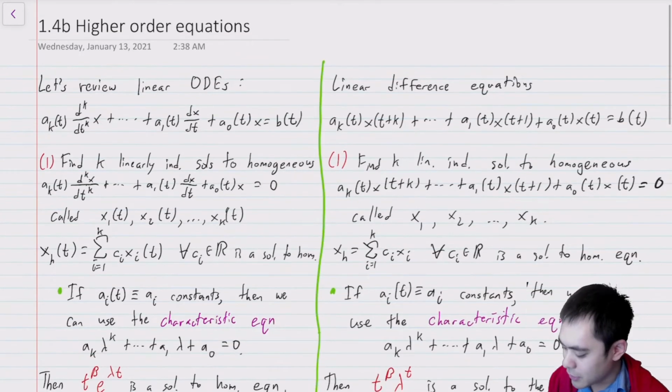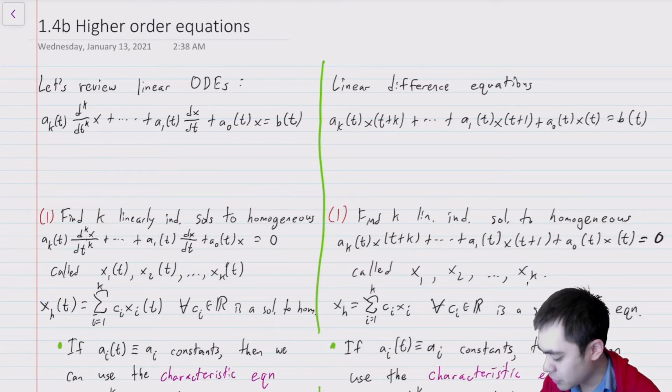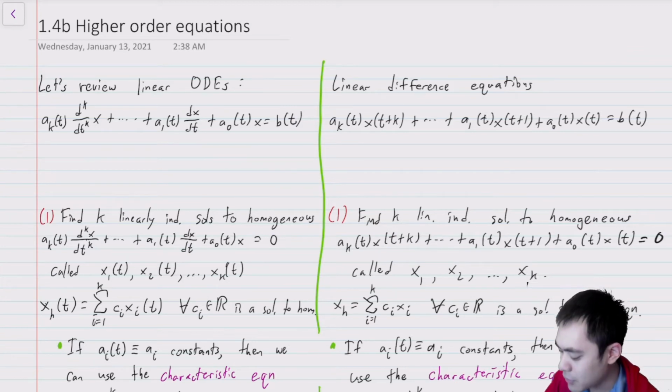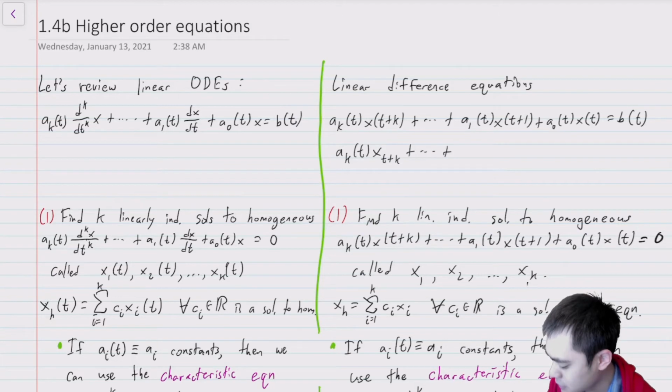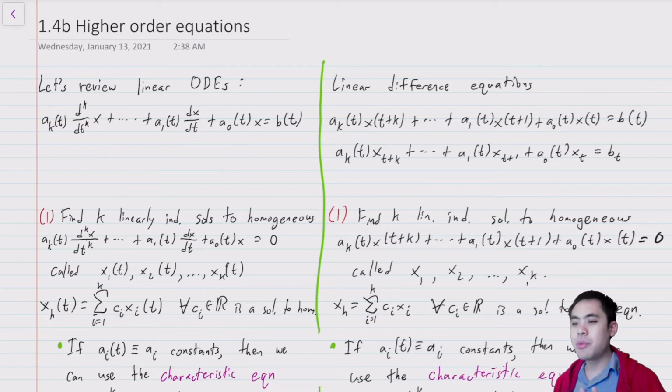Now, notice that I made a couple changes to notation, and so hopefully these don't get too confusing. For example, in the previous lectures, we may have written something like a_k(t) x_{t+k} + ... + a_1(t) x_{t+1} + a_0(t) x_t = b_t. But the problem with that notation is that our t dependence for x and b is in the subscript, whereas our t dependence for our coefficients is in the parentheses.